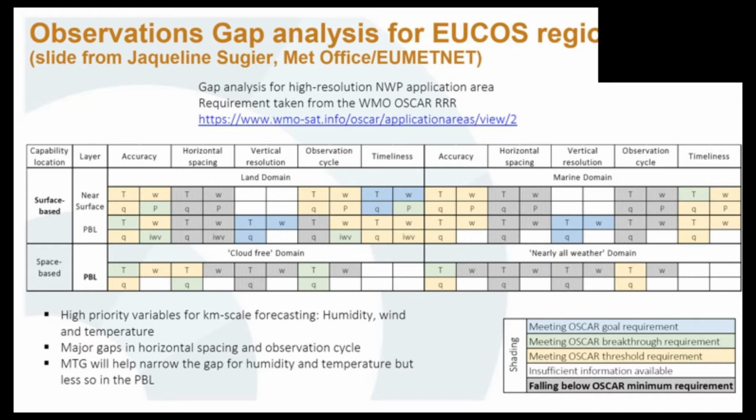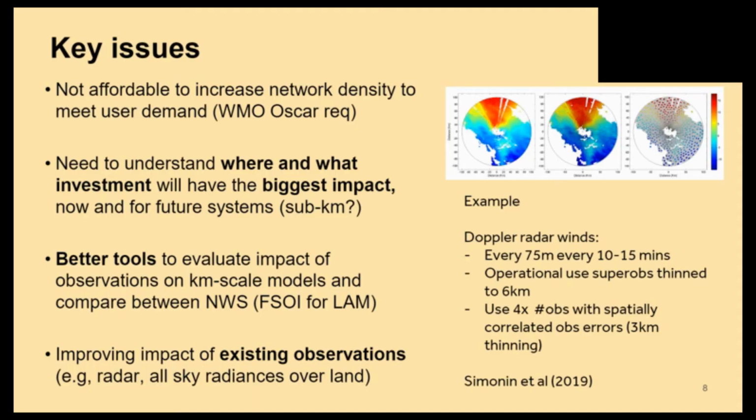The new instrument MTG, Meteosat Third Generation, will help narrow the gap for humidity and temperature, but less so in the boundary layer, which is where we actually want a lot of information for convection permitting forecasting. So it's really not feasible in terms of the cost to increase the network density to meet those demands from that table. So what we need to do is to understand where and which investments, which types of observing instruments will have the biggest impact for now, but also for future systems.